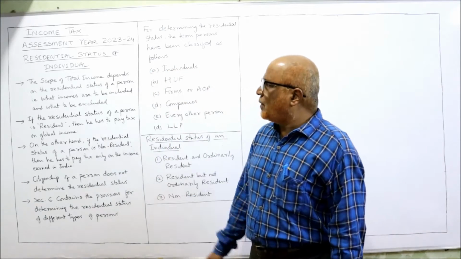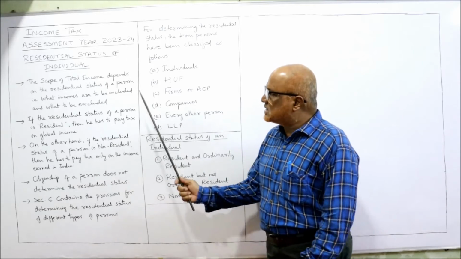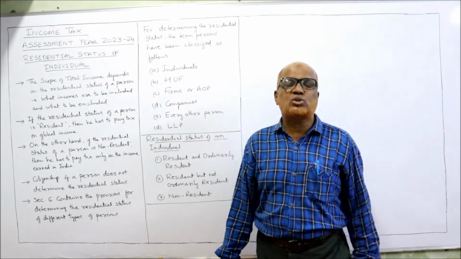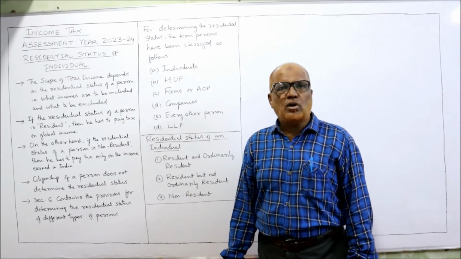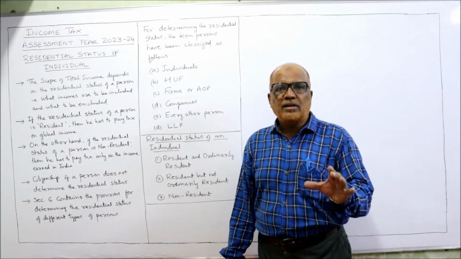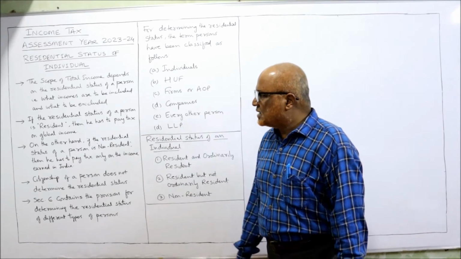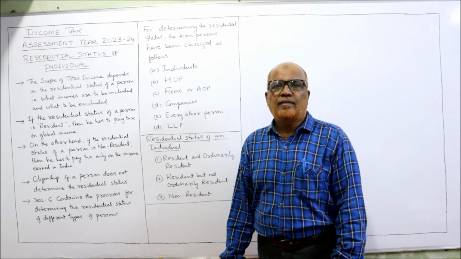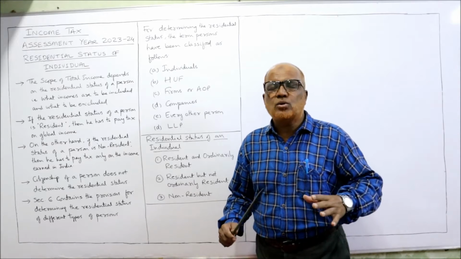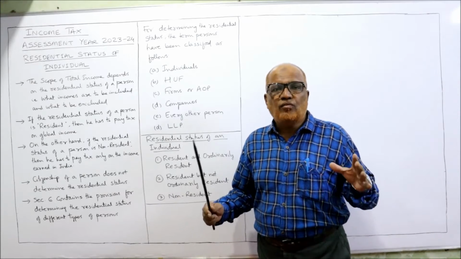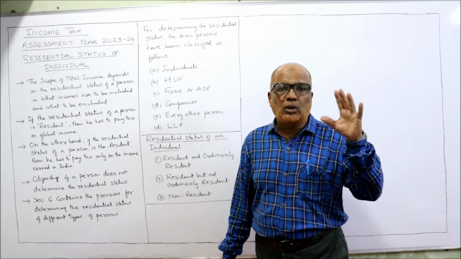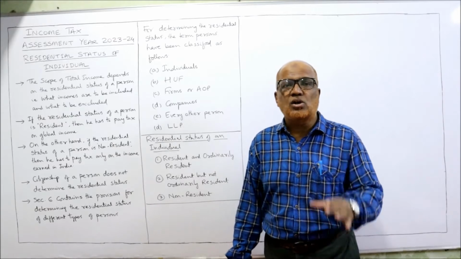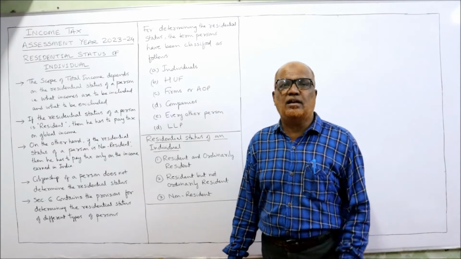Now, the scope of total income depends on the residential status of a person, what incomes are to be included and what incomes are to be excluded. Every income is not taxable. So it depends on the residential status. If the residential status of a person is resident in India, then he is liable to pay tax on his global income. That means wherever he has earned the income throughout the world, he has to pay the tax in India if his residential status is ordinarily resident in India.